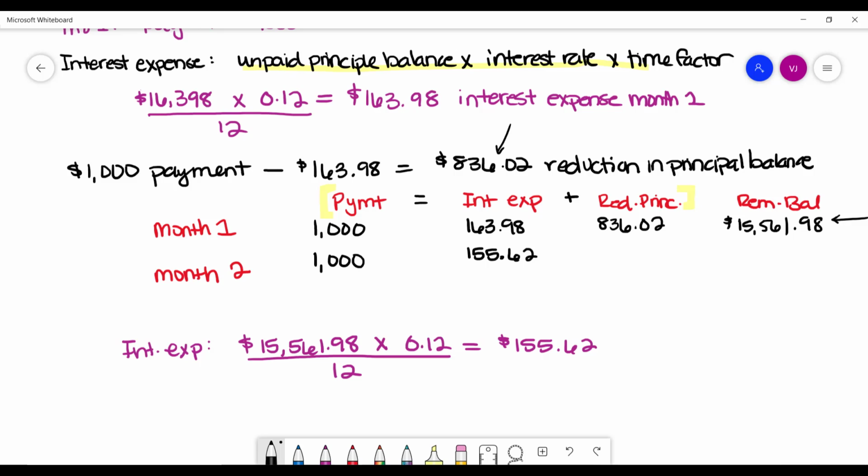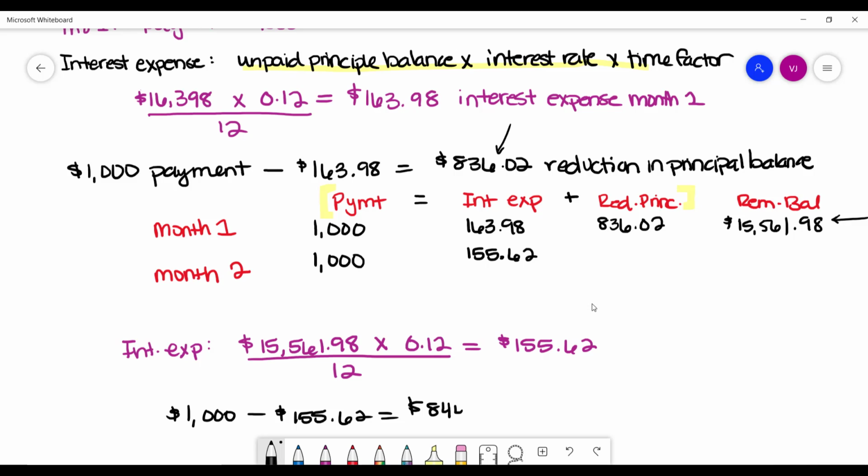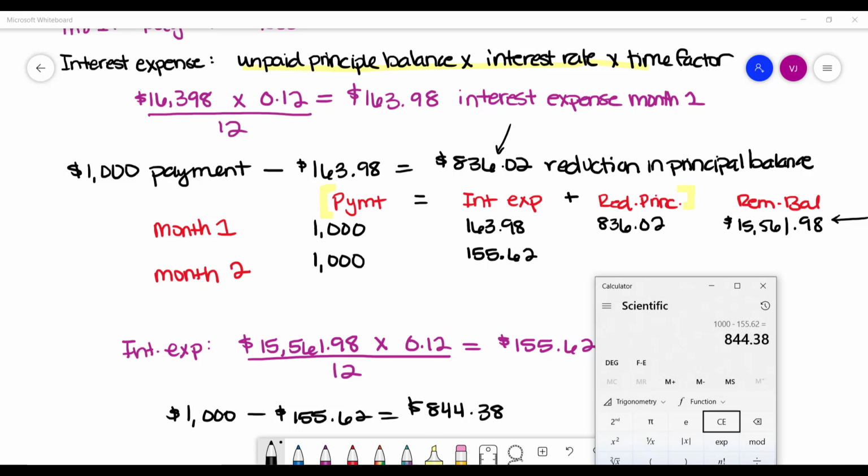So now how do I find the portion of the $1,000 that will actually go to pay off the loan? Well, we're going to take that $1,000 payment minus the portion of it that is interest. That remainder will be what we get to actually pay off on our loan. So we're going to do 1,000 minus 155.62, and we can see here that we get to pay off $844.38 on our loan.